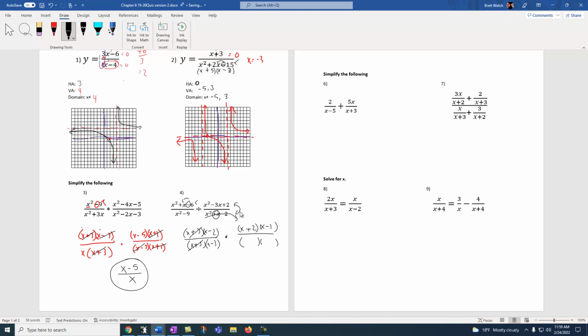On the bottom, I'm taking the top up here. I'm going to have x and x. Factors of 2 that add up to 3 are 2 and 1. The signs are the same because the 2 is positive. To get a -3, I'll go minus and minus.